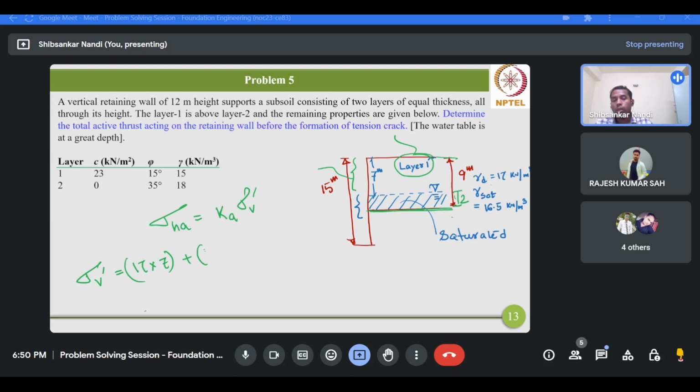So if we assume the unit weight of water as 10 kilonewton per meter cube, then gamma submerged will be 16.5 minus 10, that means 6.5, multiplied by 2.